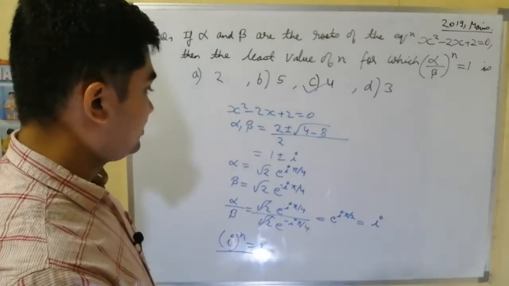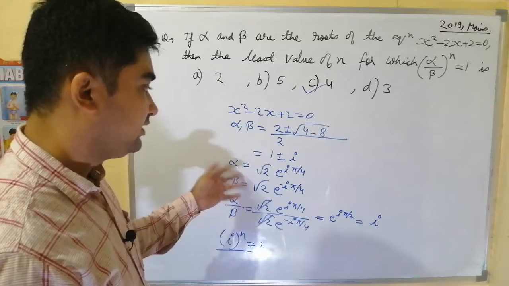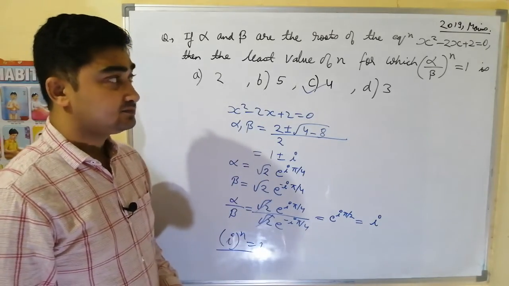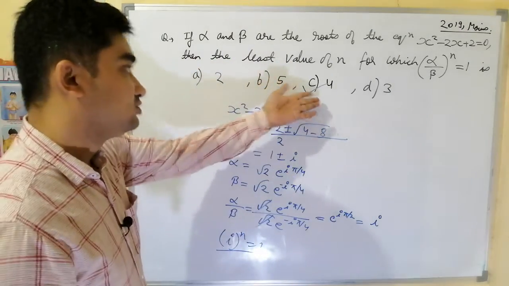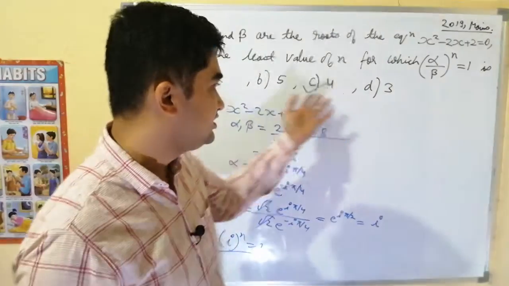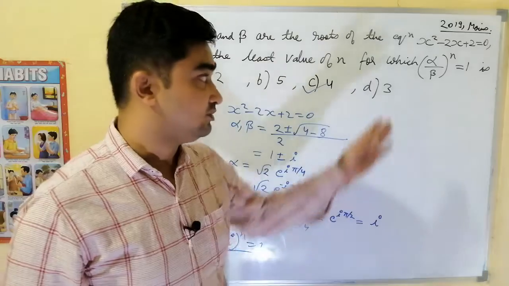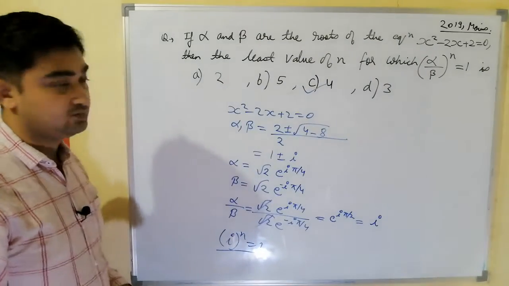So this is a very easy problem. The only thing is, we have to convert this into Euler form and then divide and find the value of n. And it is also given that we have to find the least value. That we need not worry about, because among the given options we can easily see which one is least and satisfies the given condition, which will make it 1.